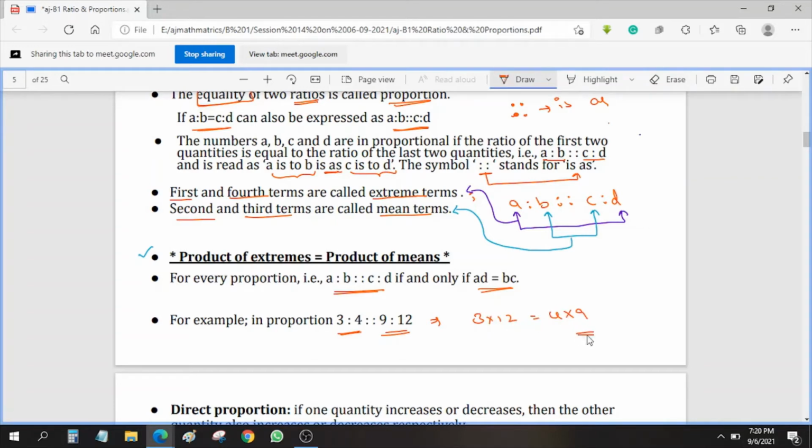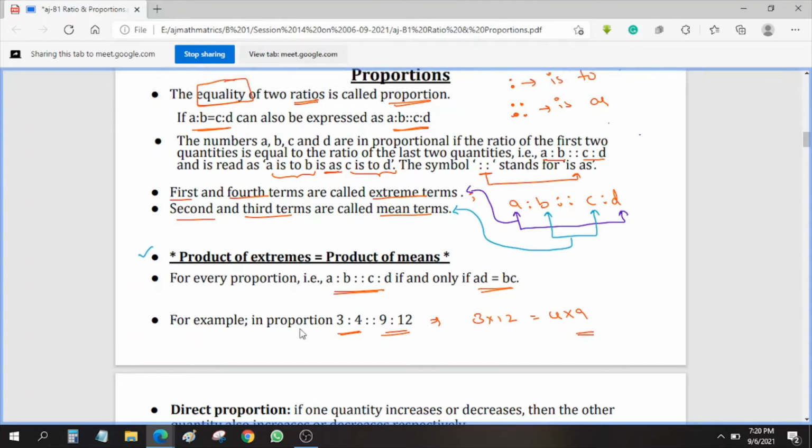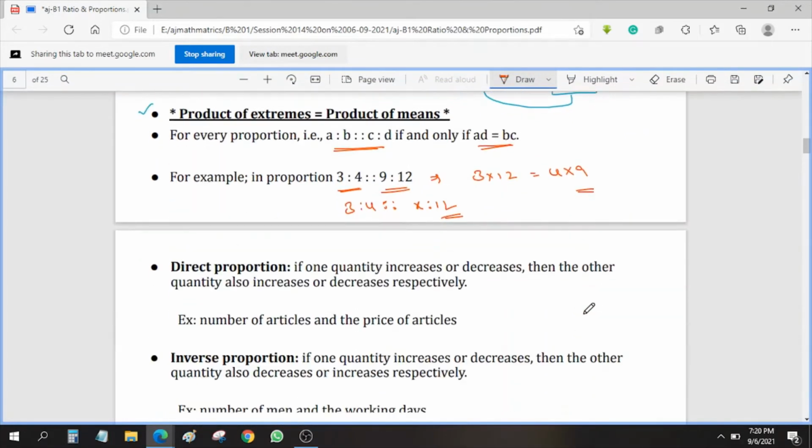Now you may wonder what the question is in it. Simply, they will give you something like 3 is to 4 is as x is to 12, and ask you to find x. They can give it like this. So it will be very helpful. The product of extremes is equal to the product of means. This is how you need to solve.